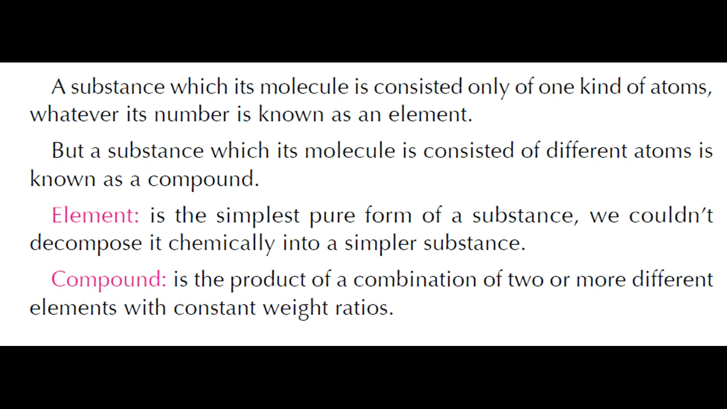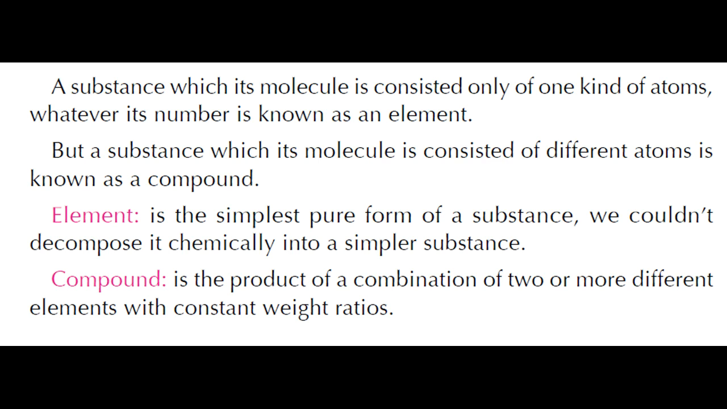A substance whose molecule consists of only one kind of atoms, whatever its number, is known as an element. That is, a substance whose molecules consist of one kind of atoms regardless of their number is the element. For example, two oxygen atoms, two hydrogen atoms, or two chlorine atoms; chlorine is also an element.